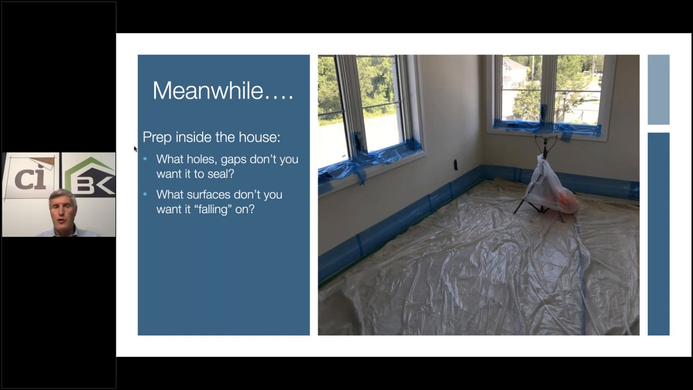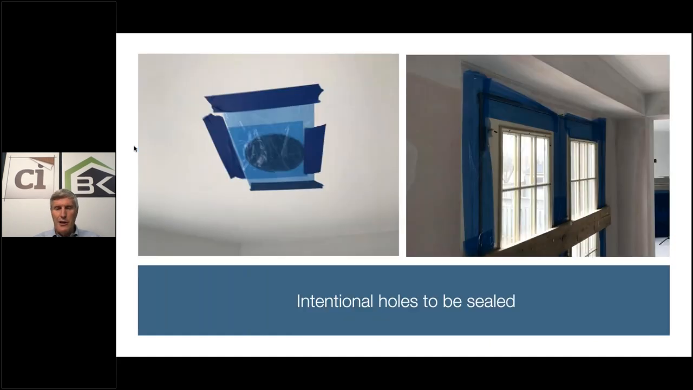And you're prepping the house for two reasons. You want to seal off the holes that you don't want to seal, things like bathroom fans and around window sashes. And you need to figure out what surfaces you don't want this product falling on. So if you had finished carpets, for example, finished flooring, finished cabinets, you'd want to seal those off. Mechanical equipment that you don't want covered, because the product will deposit out in a little bit of a sticky, it's not really a mess, just a little bit of tackiness, that you would say, I'm going to cover off. So there you are sealing off.